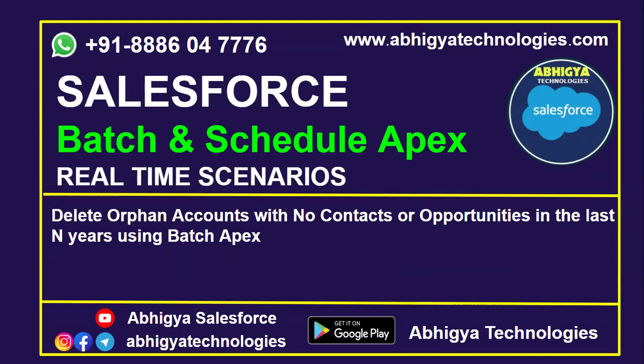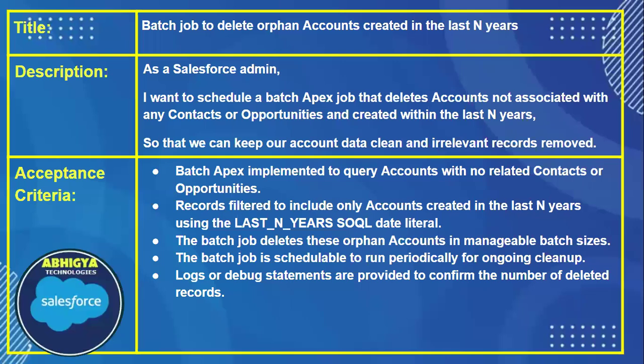Today in this video, we are going to discuss the batch class. The use case is to delete orphan accounts, nothing but the accounts that are not associated to any contacts or opportunities. We can delete those accounts. The user can define n years of records. Here our requirement is the records created in the last 2 years, so the records created from today back to 2 years ago, those we need to delete. Let's discuss in detail in this video how we are going to implement this use case.